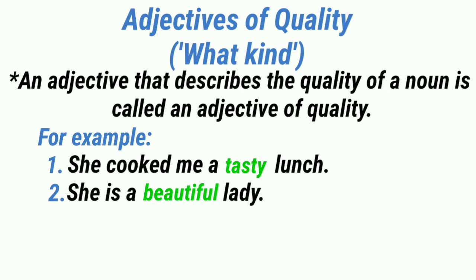Let's see the example. She cooked me a tasty lunch. She is a beautiful lady. In these sentences, the words tasty and beautiful are adjectives. The adjectives tell us what kind of lunch and what kind of lady. Therefore, tasty and beautiful are called adjectives of quality.